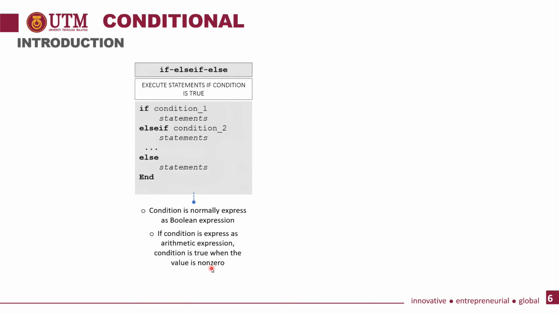Okay, so usually for this true and false condition, if the condition is true, it means that condition 1 will become 1, and if condition 1 is false, condition 1 will become 0. Okay, so it will convert it into a Boolean expression.